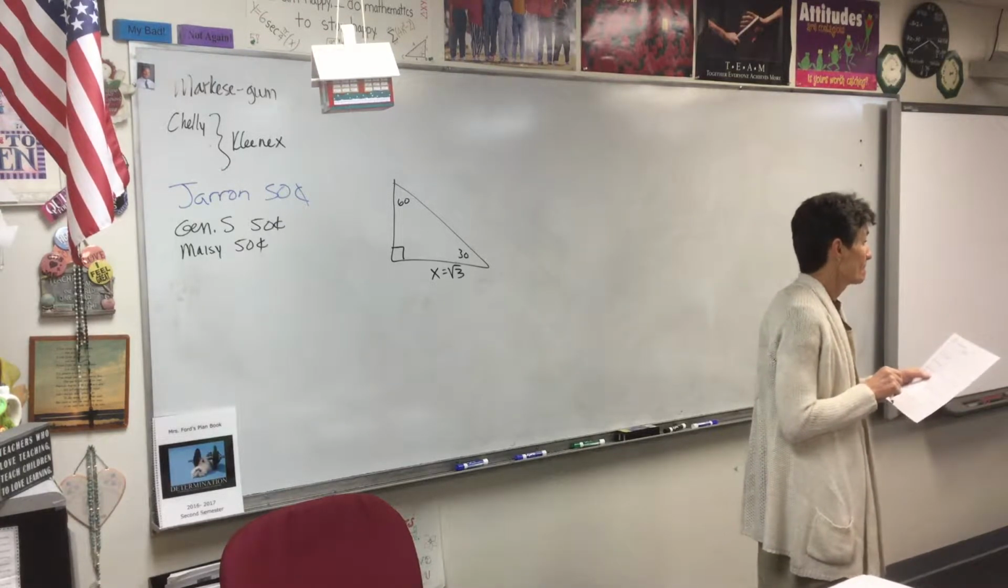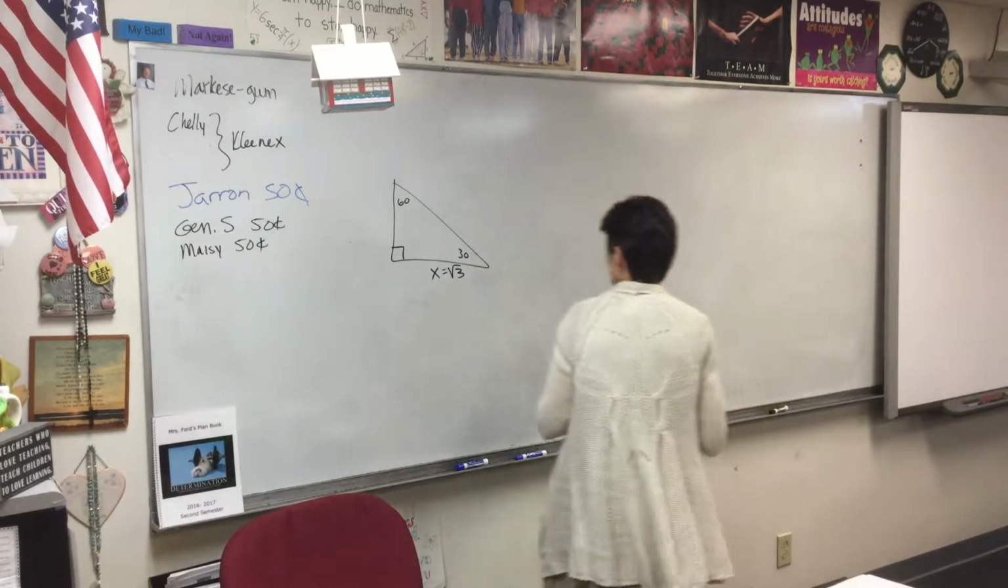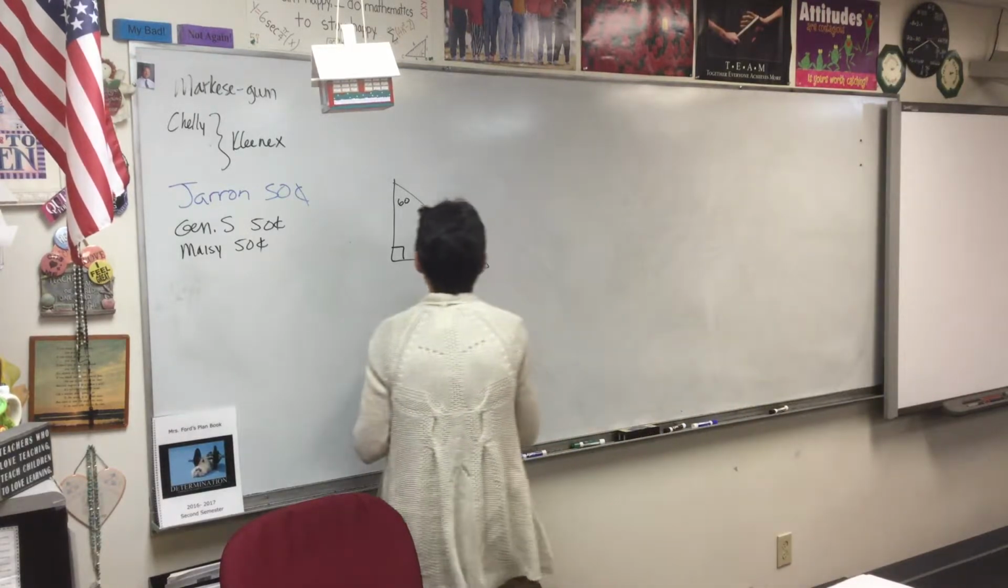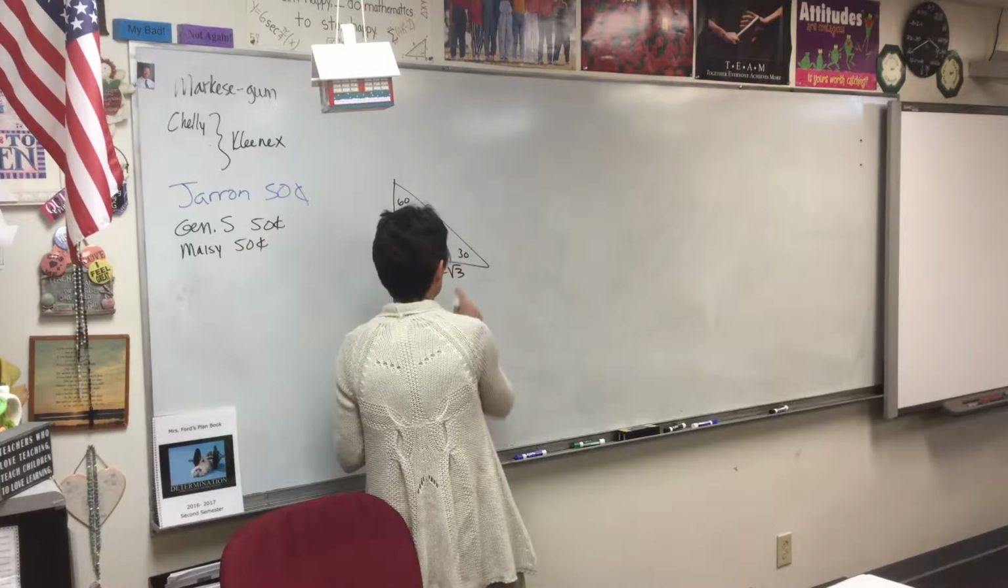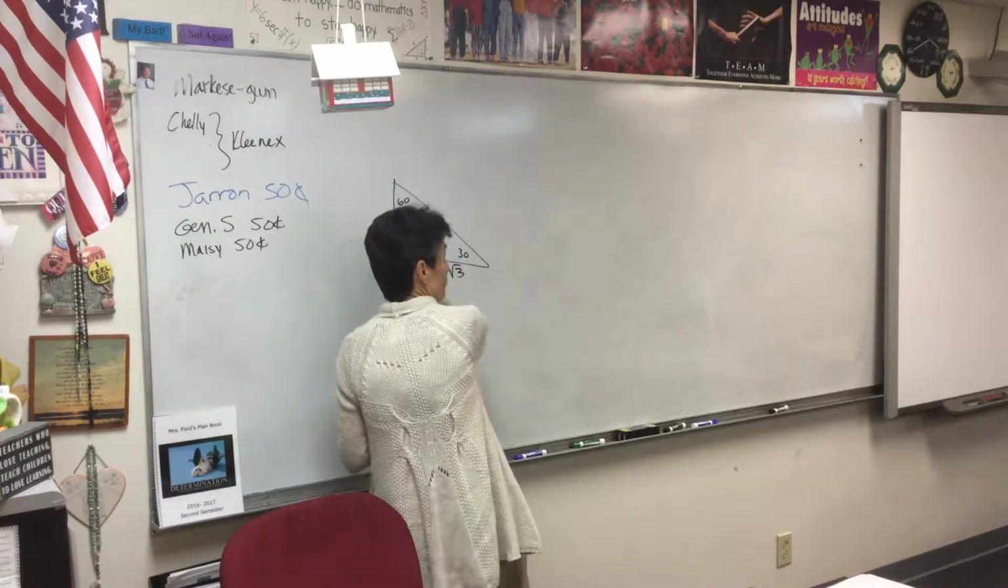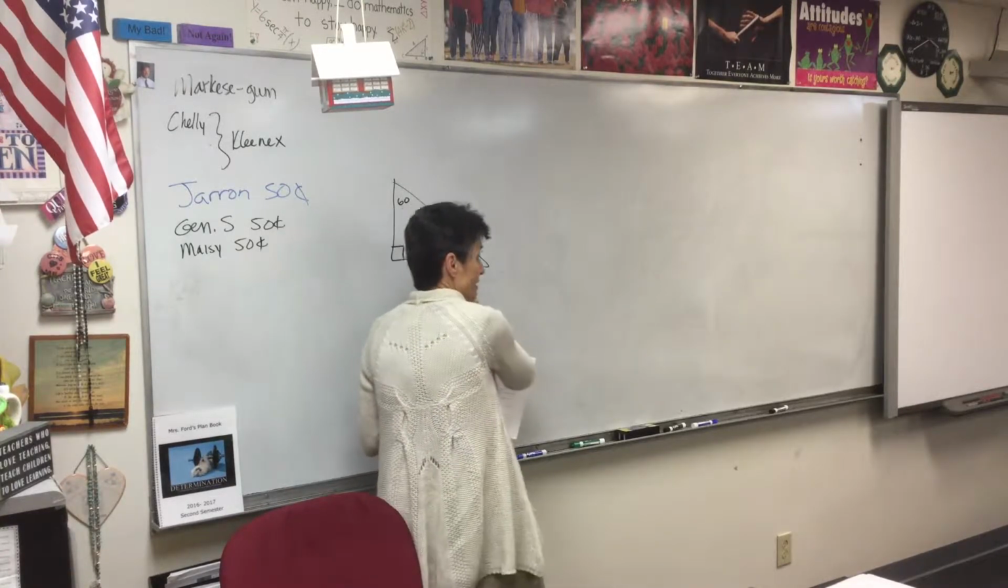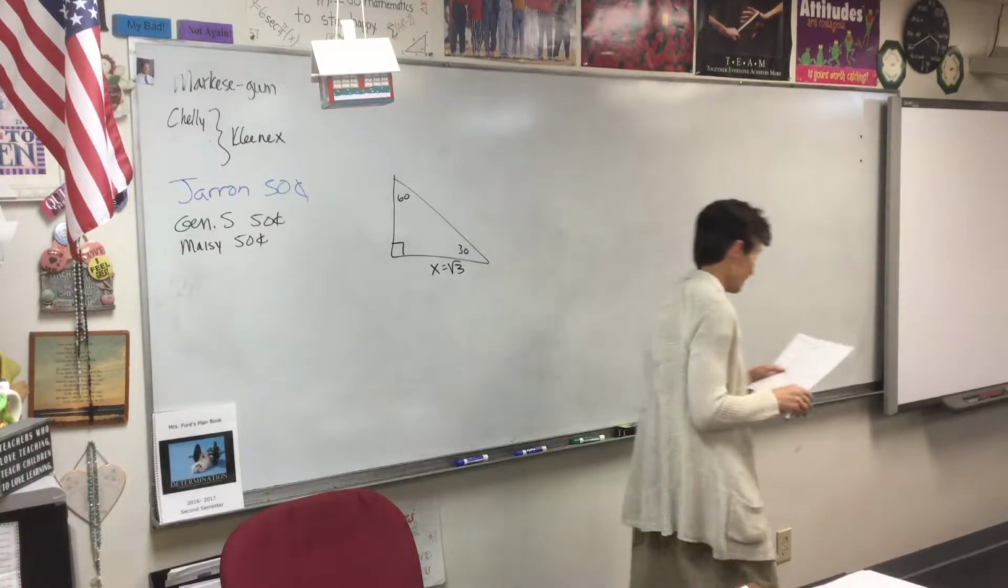So we're looking at that 30-60 triangle. Would the opposite be the straight line going up and down? Well, it depends what angle you're looking at. This is opposite the 30, but it's adjacent to the 60. It's all about which angle you're looking at.